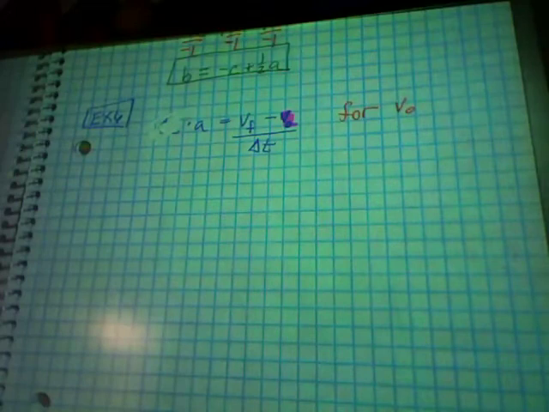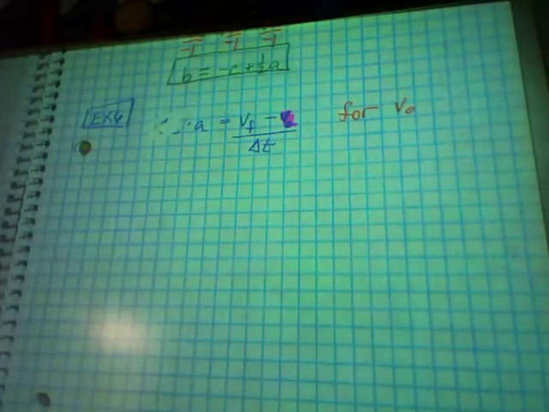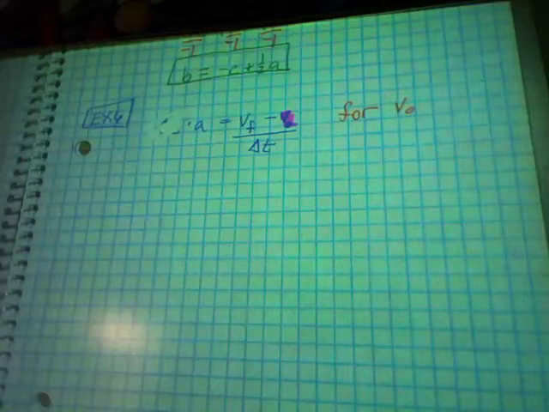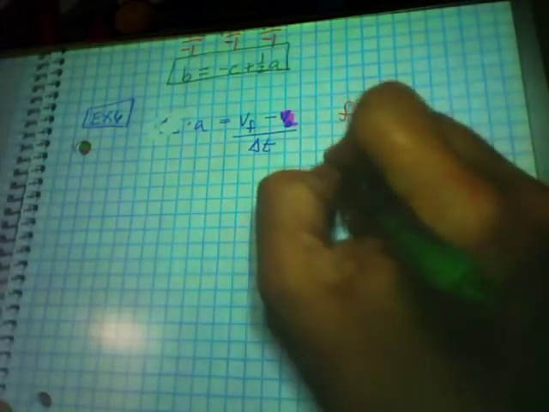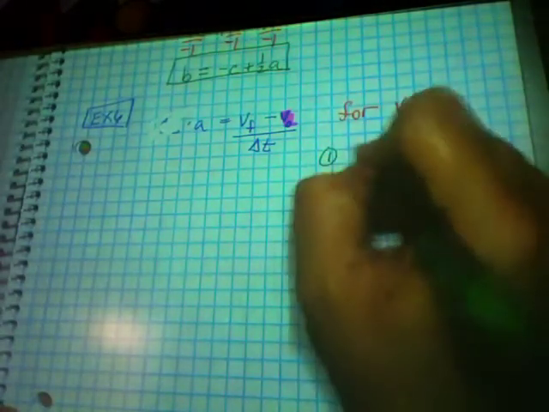What's the matter with it right now? What's wrong with it? What do you see as an issue? Yeah, delta T is underneath it. In other words, isn't it in a fraction? Yeah. Okay, we need to get rid of that fraction. So the very first thing that we're going to do, and if I were you, I'd write yourself a little note, you need to get rid of the fraction.